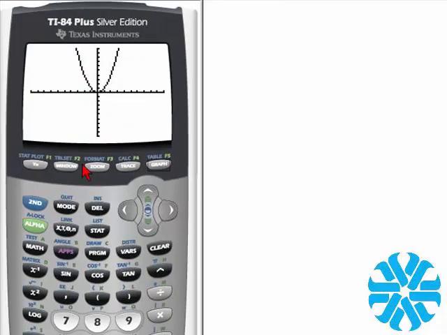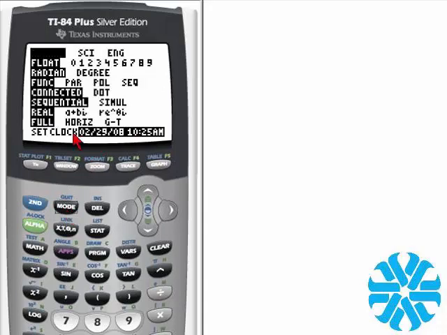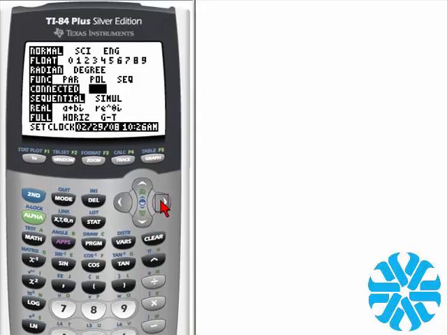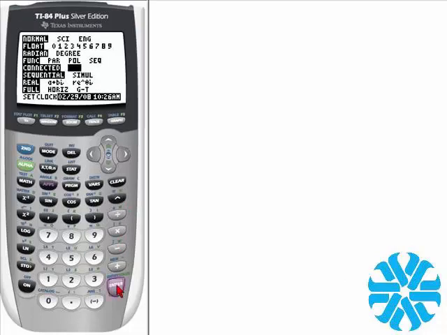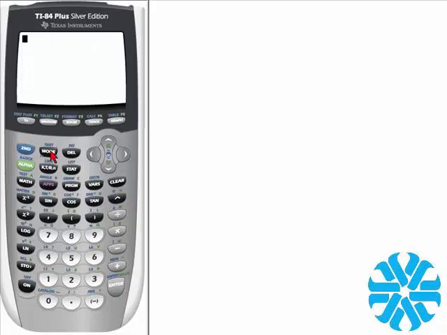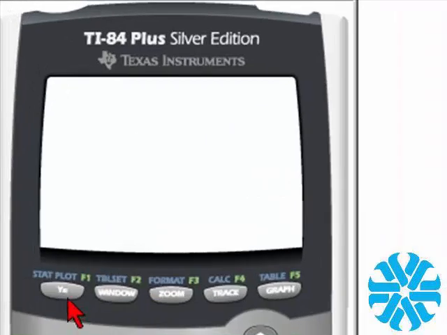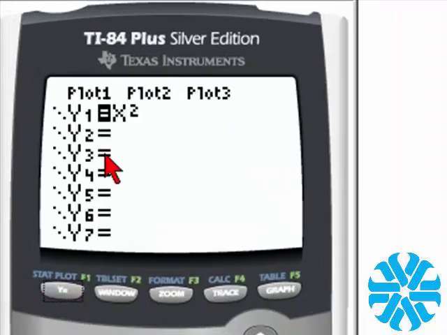So let's go ahead back into the mode, and we will go to the dot mode. So we need to move the cursor down, move it to the right, and remember, select Enter, and let's get out of this screen. So let's hit the y equal button, and we're graphing the same function as you can see, and then we will go ahead and hit the graph button.